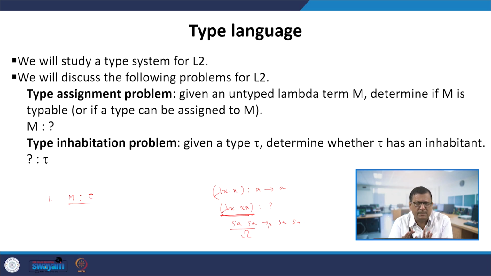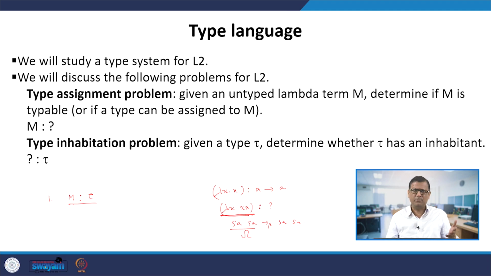So, the idea is whether this problem is decidable or not, we have to see. If it is decidable, that means there will be an algorithm that will take as input a lambda term and find out whether it is typeable or not. If it is not typeable, it will correctly say that look, this is not typeable. For example, the algorithm should report that this term is not typeable.